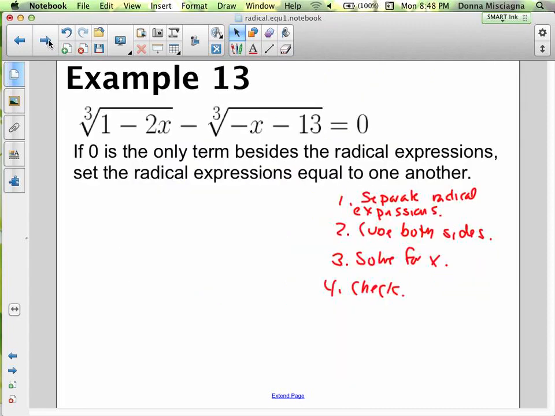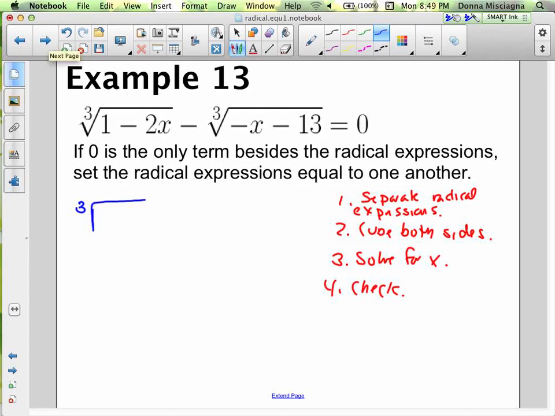Right, so now if 0 is the only term besides the radical expressions, you can set the radical expressions equal to one another. Because if that was like a 4 or something, you'd have a much harder problem to solve. But fortunately, we can just add the cube root of negative x minus 13 to both sides. If we do that, we'll have the cube root of 1 minus 2x equals the cube root of negative x minus 13.